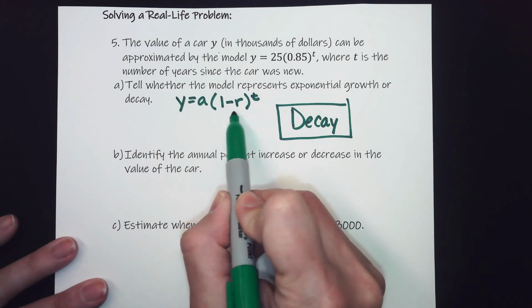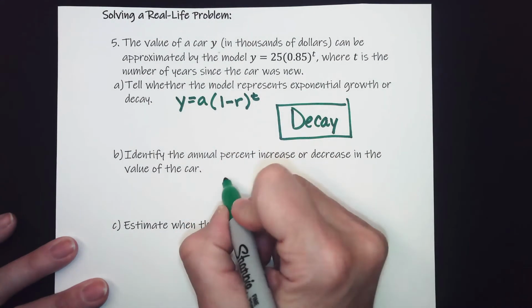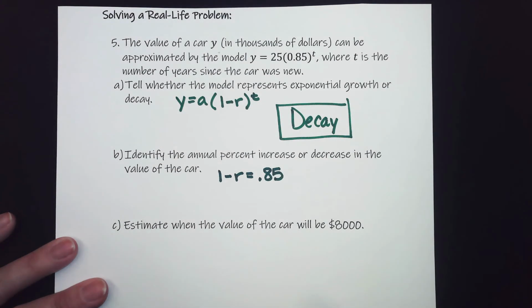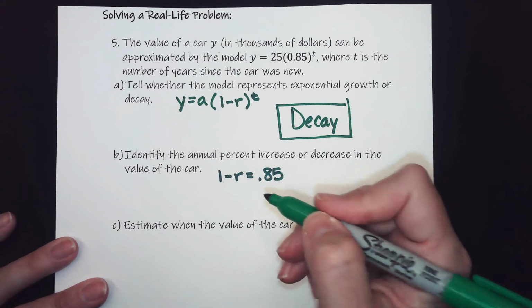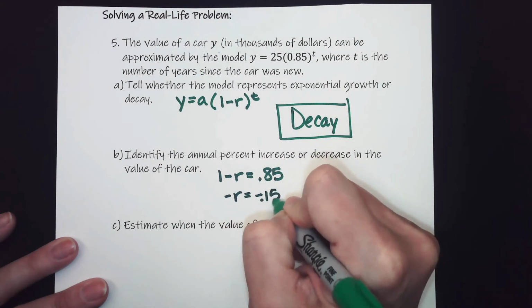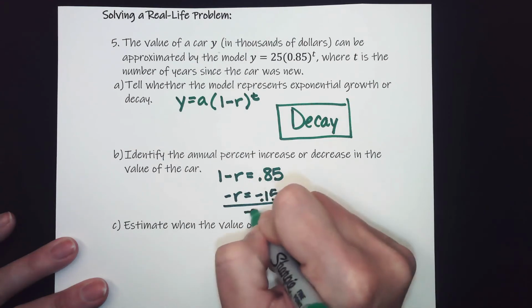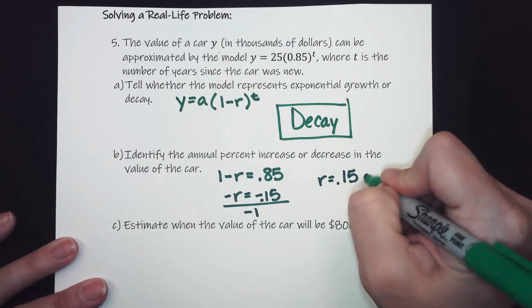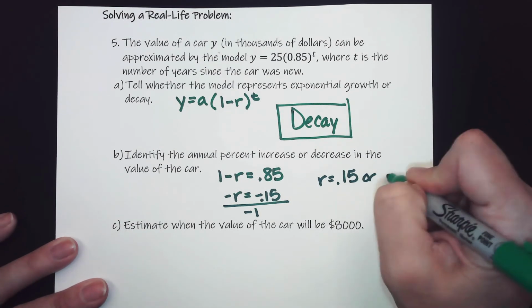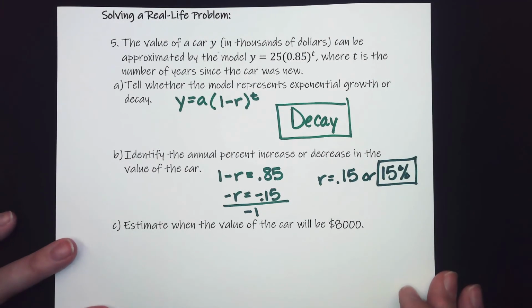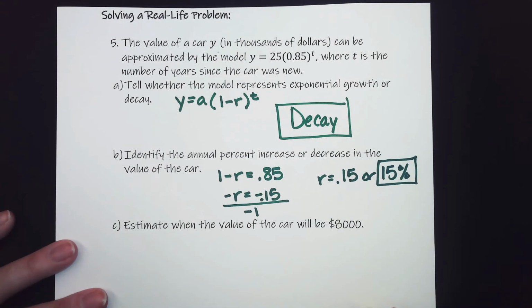Identify the percent increase or decrease in the value. So that's dealing with this inside number, which is 0.85. So 1 minus r is going to equal that 0.85. And I'm going to solve for r. If I subtract 1, I get negative r equals negative 0.15. Divide everything by negative 1, and I get r as 0.15. And if we want it as a percentage, you move the decimal 2 places to the right, and that would be 15%. So every year the car's value decreases by 15%.